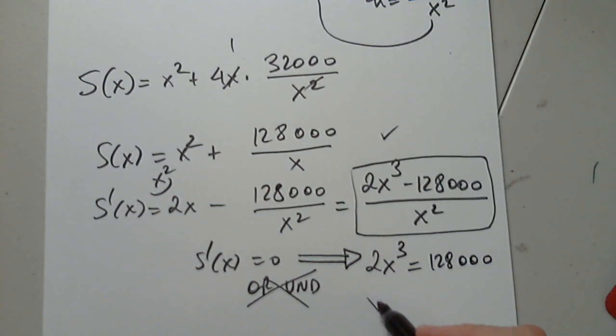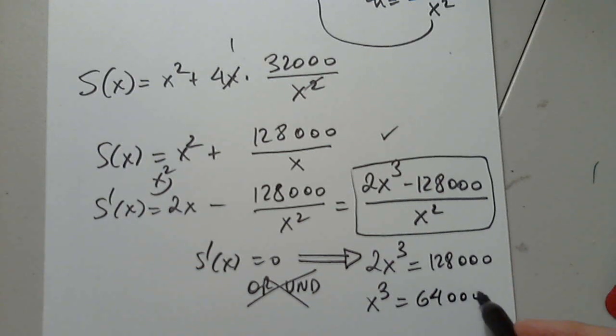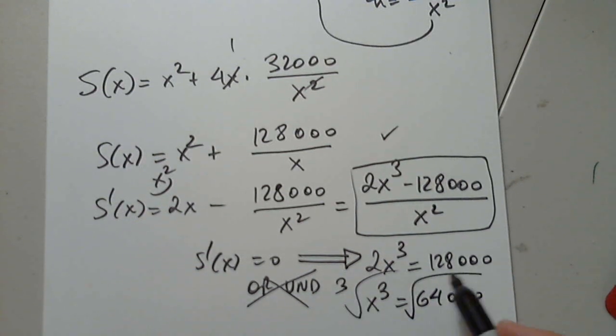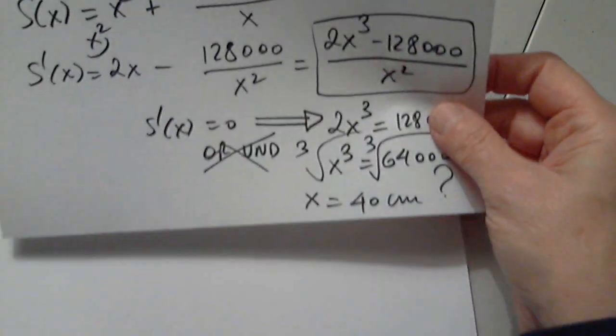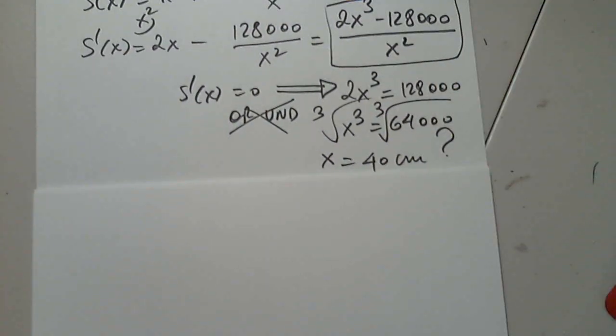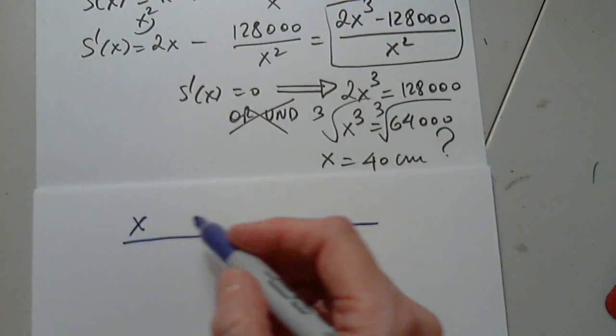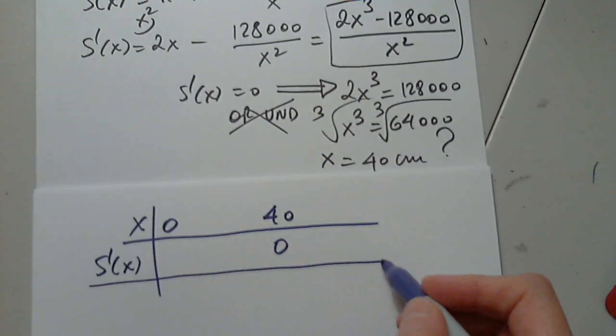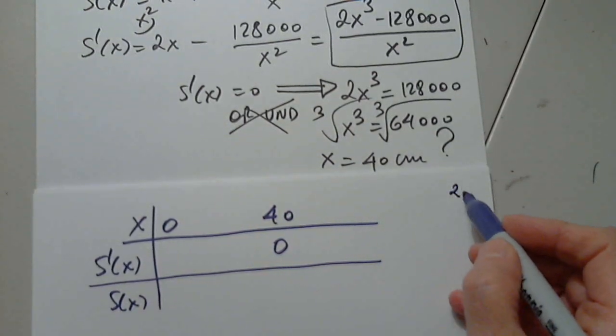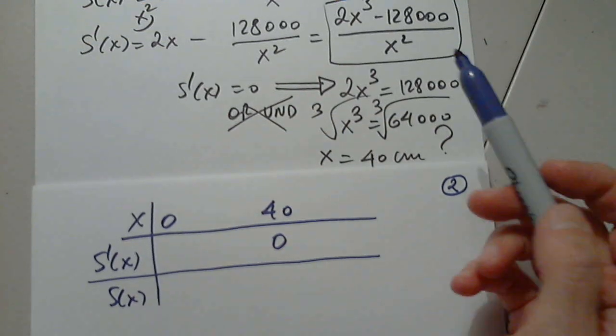And of course, I'll divide by 2. And when I take the cube root, because that's what I have to do, I get 40. And this is in centimeters. Do I know that this gives a min or a max? No, I don't. I'm not ready. I'm not there yet. So I will put in S prime of x, as we always do, and S of x. And I study the sign.